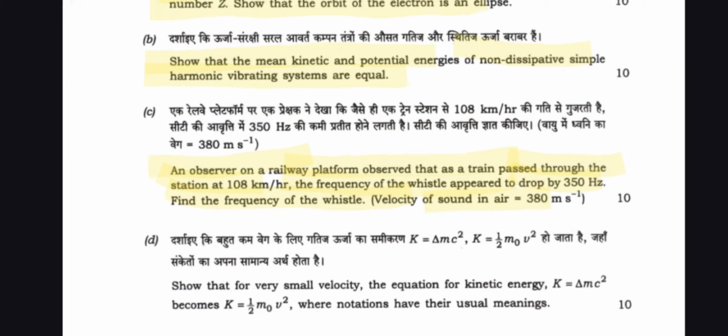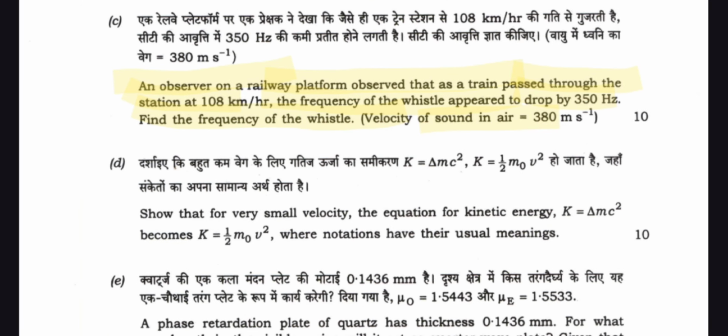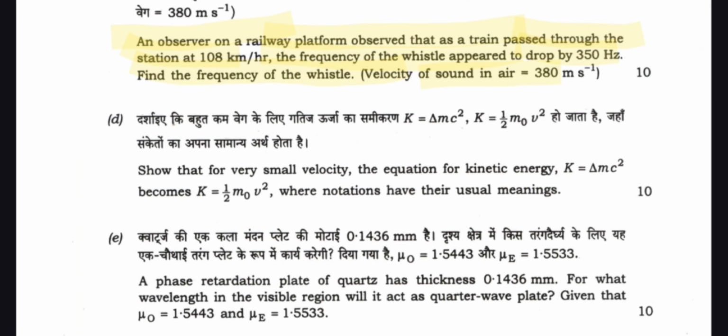And question number D is here. Show that for very small velocity, the equation of kinetic energy K is equal to delta m c square becomes K is equal to 1 by 2 m0 v square, where the notations have their usual meanings. So this is question D.